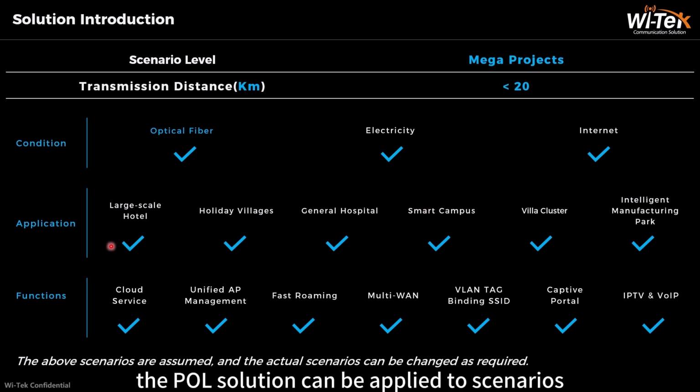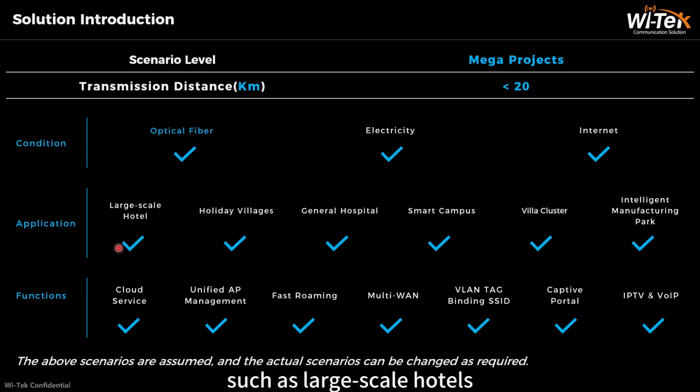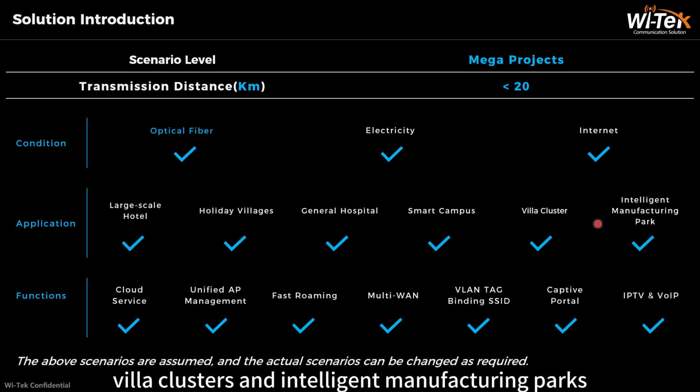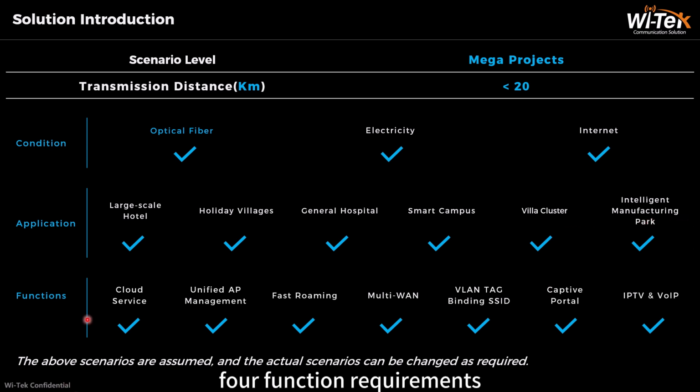The POL solution can be applied to scenarios such as large-scale hotels, holiday villages, general hospitals, smart campuses, villa clusters, and intelligent manufacturing parks. For function requirements, including cloud service, unified AP management, fast roaming, multi-WAN, VLAN tag binding SSID, captive portal, IPTV, and VoIP.